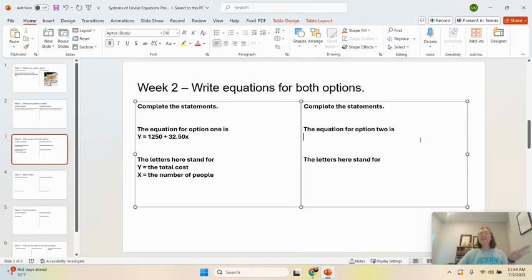And then you're going to come over here for option 2, and you're going to do the same thing. Y equals flat rate plus per person rate times X. And you're going to put the numbers in there, of course, right? And then, of course, your letters here stand for the same thing. So you just come over here and copy those. And voila, this is slide 2 and 3 that you need for the week 2 project. Okay, remember, leave slide 1. You've already done it. We are adding slides 2 and 3, and now you've got your pieces and parts to add those.